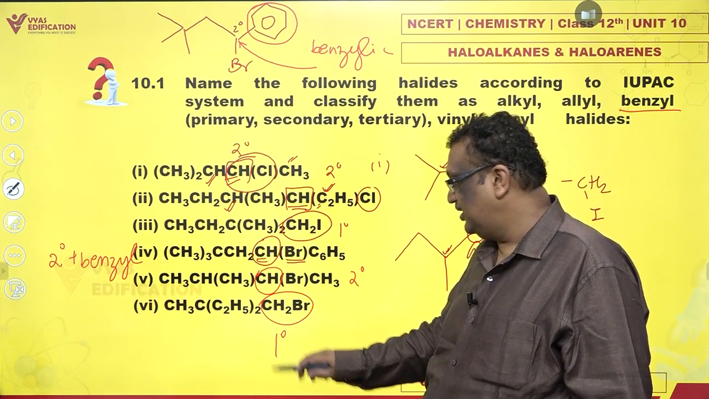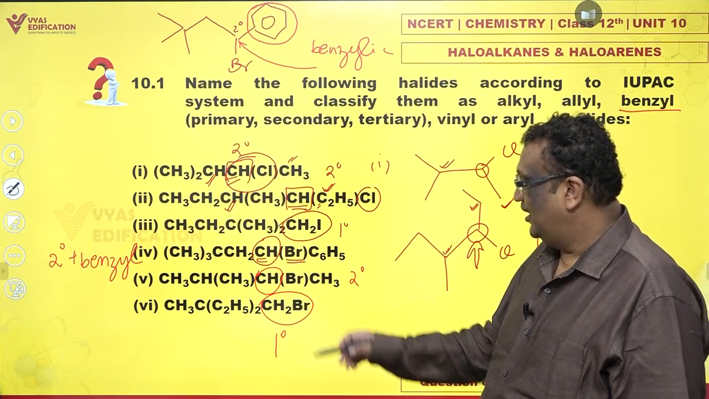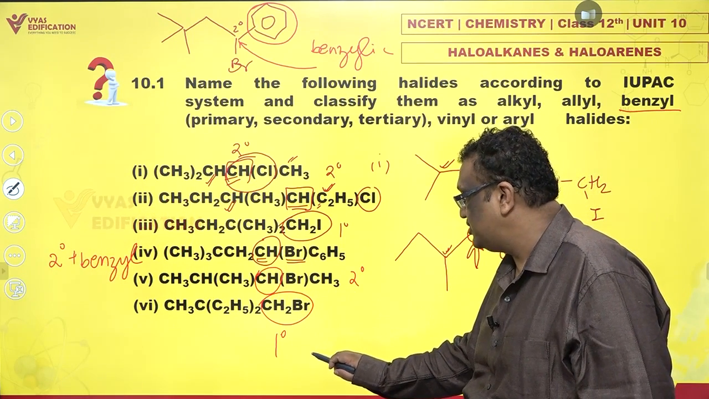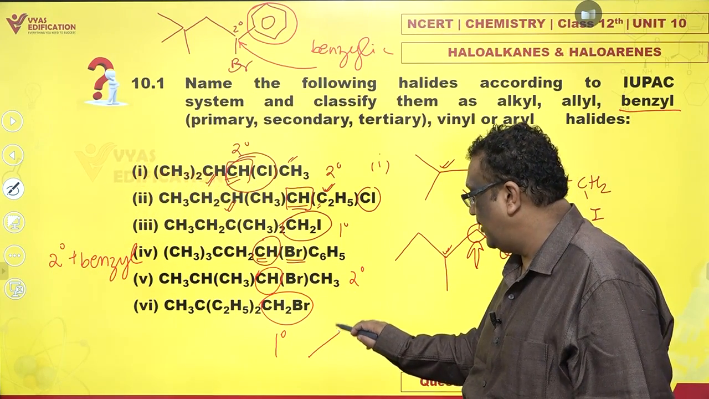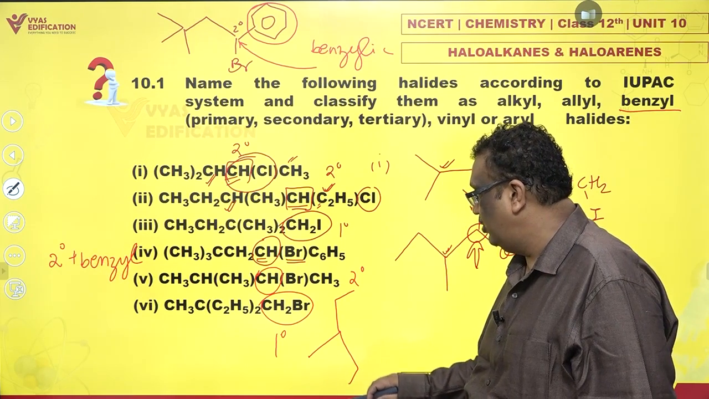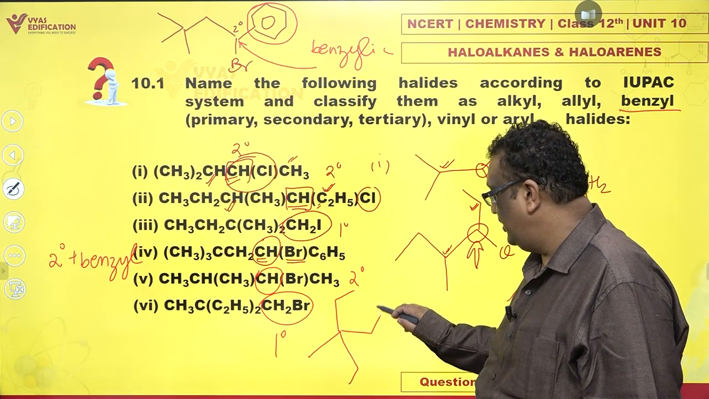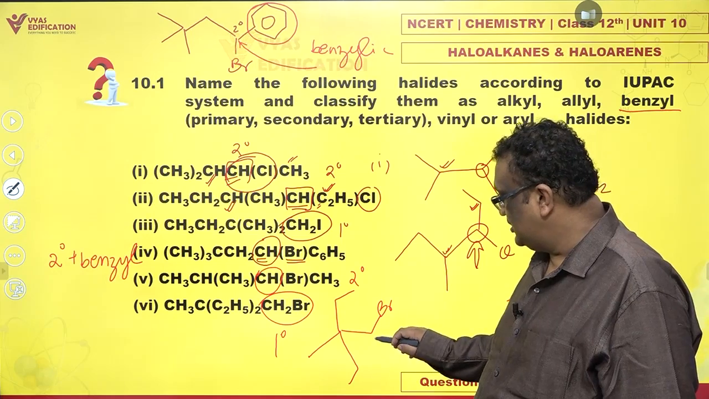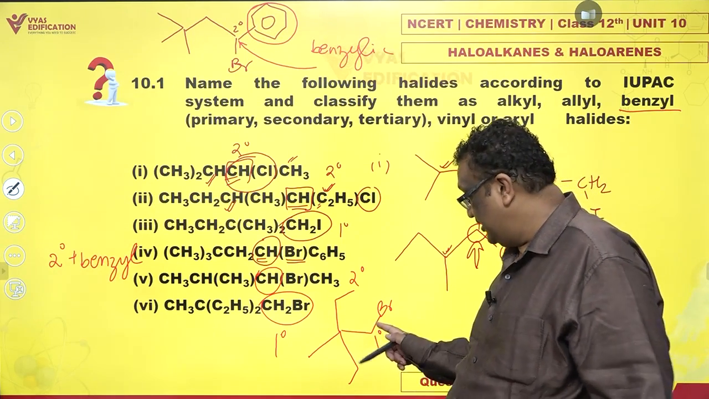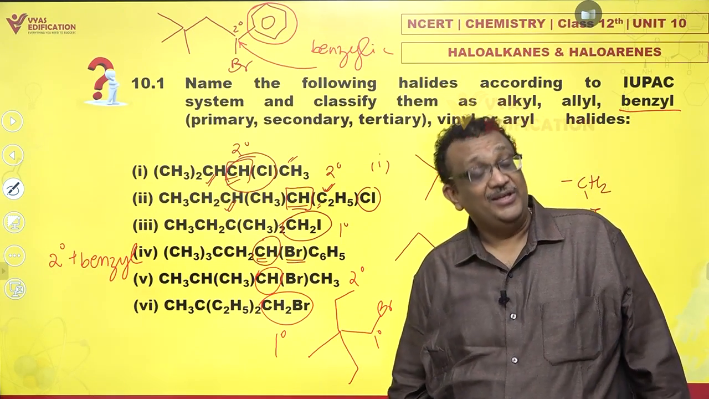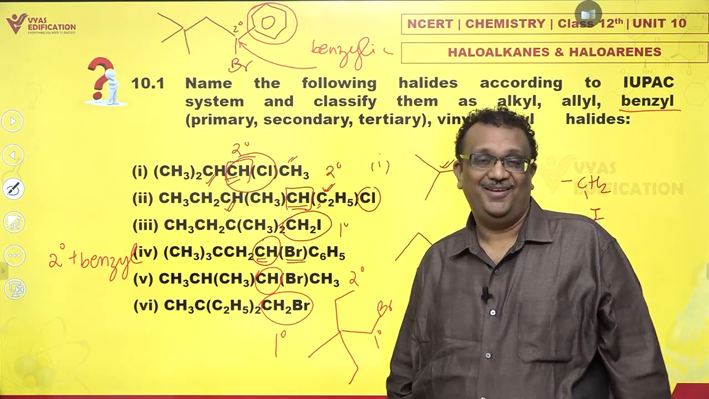CH2Br, classical primary, yes it is. I'll just draw the bond line notation in case you're interested. CH3, carbon is C2H5 hold twice, CH2Br. So this carbon is primary because it is attached to only one more carbon atom. Yes indeed, it is primary.